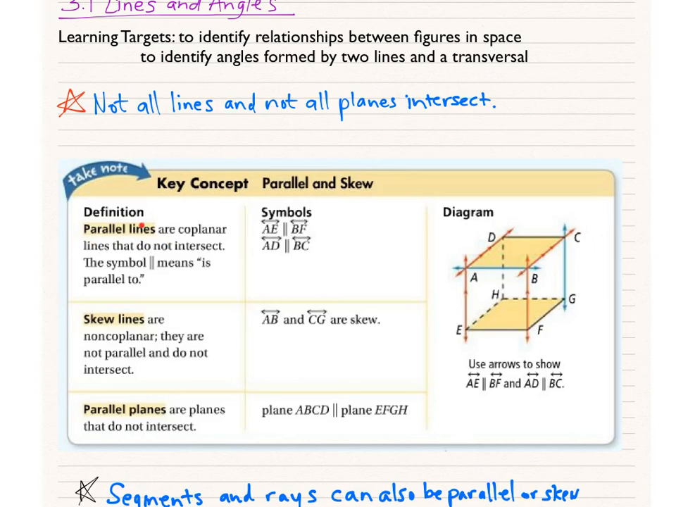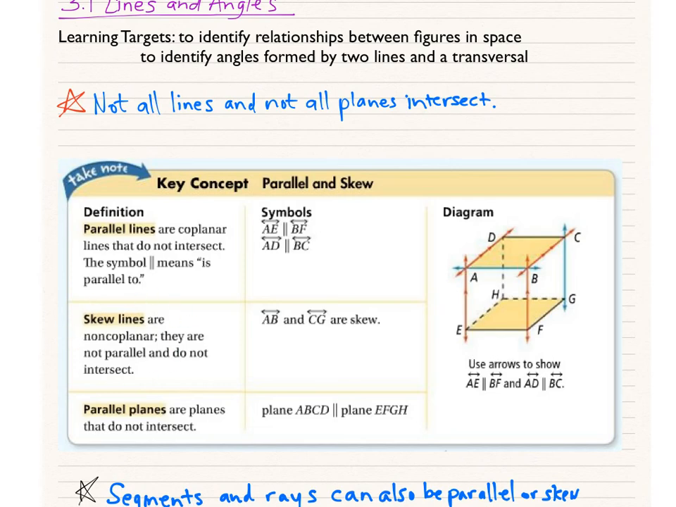First, we're going to define parallel lines. I think we're all familiar with parallel lines, right? Lines that do not intersect. But now that we're in 3D, parallel lines are also on the same plane. So far in math, we've always just dealt with parallel lines on a piece of paper, and so they're on the same plane. That piece of paper is the same plane. So two lines that are parallel don't intersect, but they're also on the same plane.